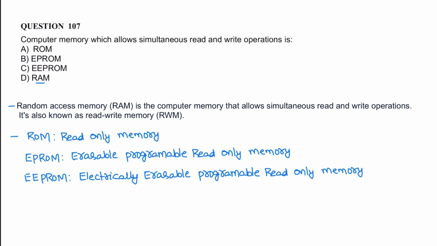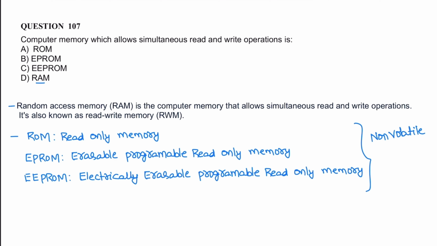So remaining ROM is read only memory, EPROM is erasable programmable read only memory, and EEPROM, or E squared PROM, is electrically erasable programmable read only memory. All these are non-volatile memories, whereas RAM is a volatile memory.